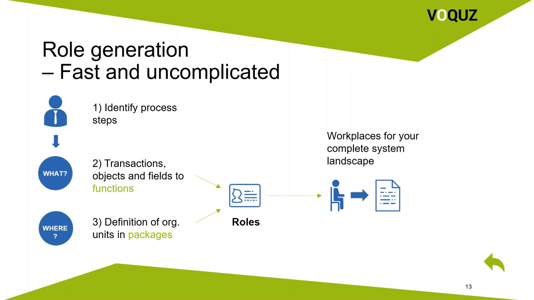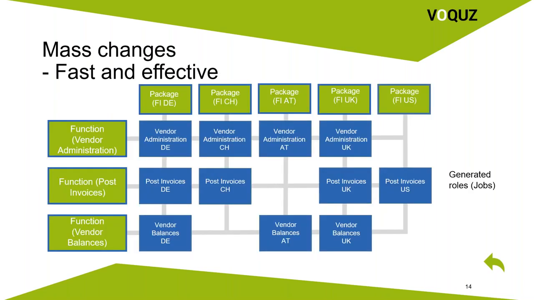And then we're going to fuse that into what we think of as roles that ultimately will become job positions or workplaces for your entire system landscape. So here's a quick overview of what that could look like. On the left, you have the functions. At the top, you have different packages, which could be locations, finance in Germany, in the US. And then this combination below actually shows you the different generated roles that you can then push out in a very fast and effective way to all of your managed SAP systems.